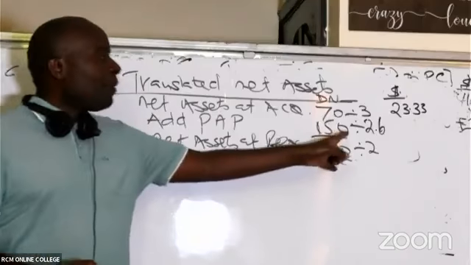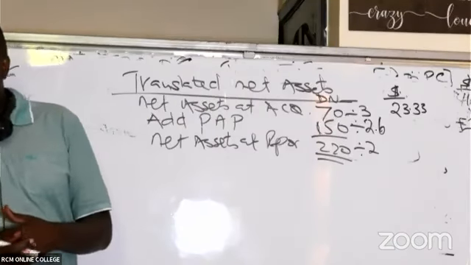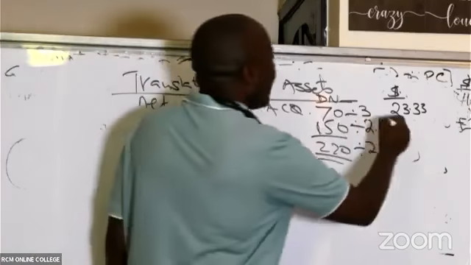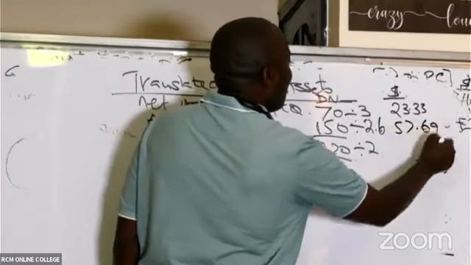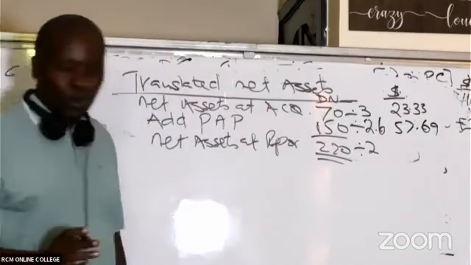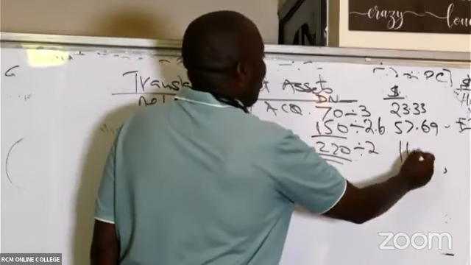23.333 like that. And then we have the post-acquisition profit, 50 divided by 2.6. Do you remember the figure? V tells me 57.69. And then lastly, we have 220 divided by 2, which gives me 110.